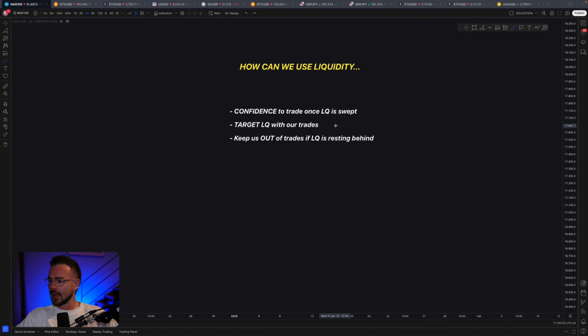Okay, we're looking for this equal high liquidity to get taken out in the market, and we'll look at this more in the charts in a second. And the next one is to keep us out of trades if liquidity is resting behind. Maybe there's a bottom in the market, looks a bit like this, double bottom, and then we have a nice sort of zone here that we're looking to trade from, right?